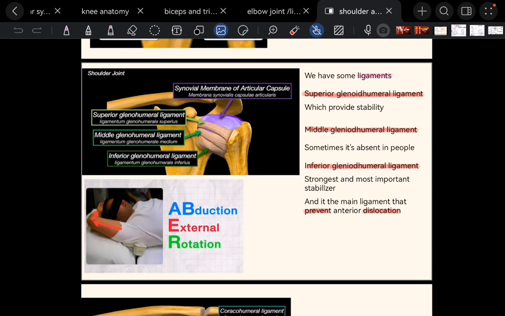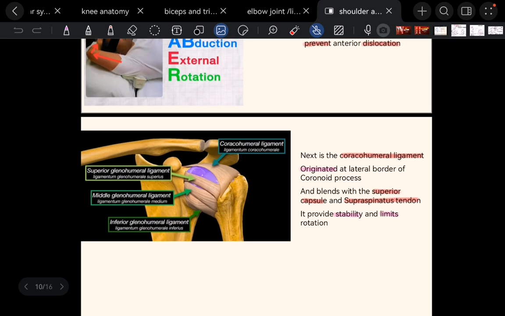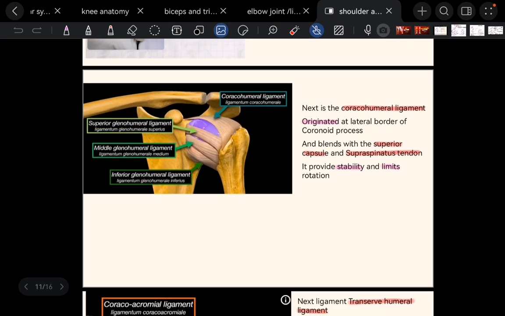Now, this ligament is the strongest and the most important stabilizer. Why? It's because it prevents the shoulder from dislocating anteriorly. There's also a ligament called the coracohumeral ligament. The coracohumeral ligament originates at the lateral border of the coracoid process, and it blends together with the superior capsule and the supraspinatus tendon. It provides stability and limits the range of rotation as well, so that your shoulder doesn't rotate too far out.